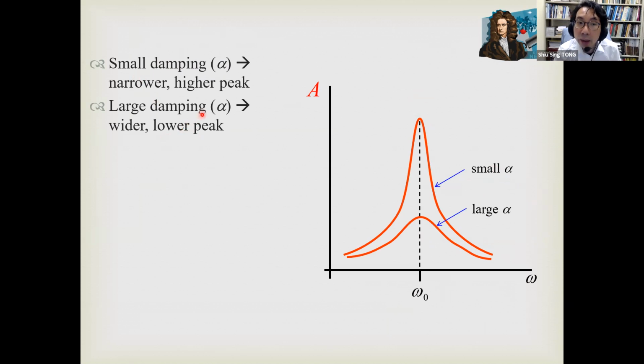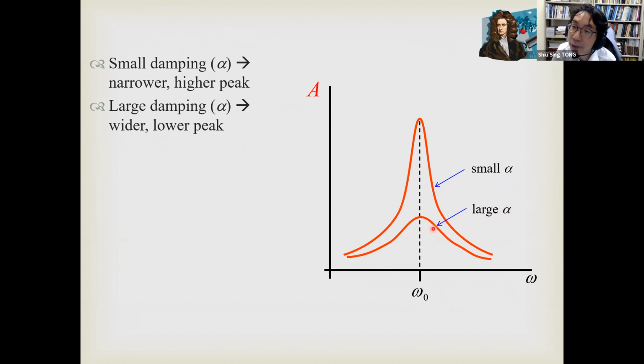And on the other hand, if I have a large alpha, which means a large damping, then I have a wider curve, but a lower peak. Okay, so these are the properties. These are the two curves summarizing the case for large alpha and small alpha.